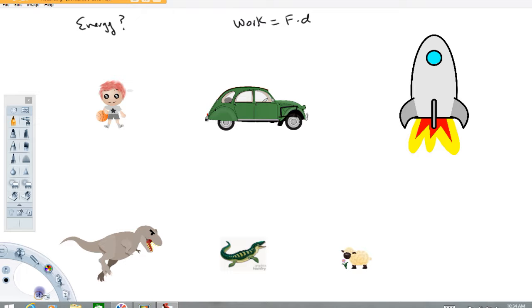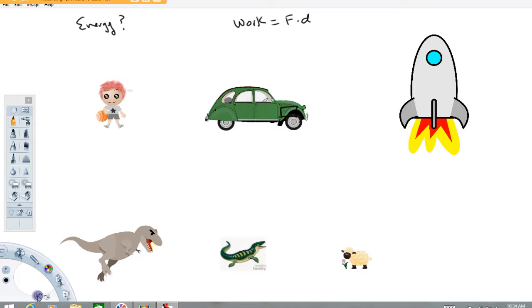Another example, a rocket. A rocket has what we call a rocket engine, and the engine's job basically is to create a force which is upward on the rocket. And then when the rocket starts moving, there's work being done. So all of these systems have something in common here. All of them have the ability to do work.